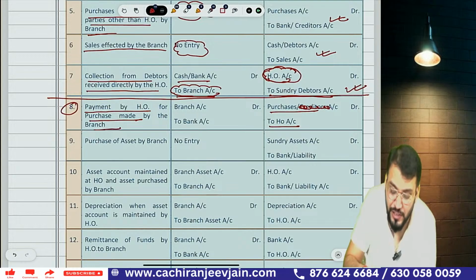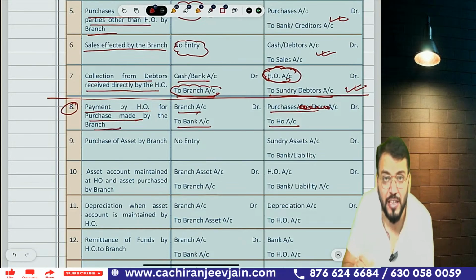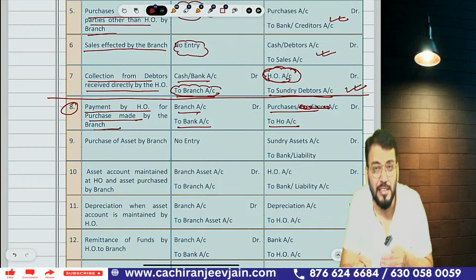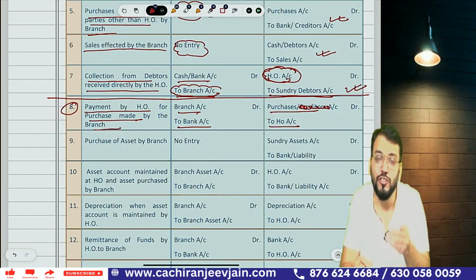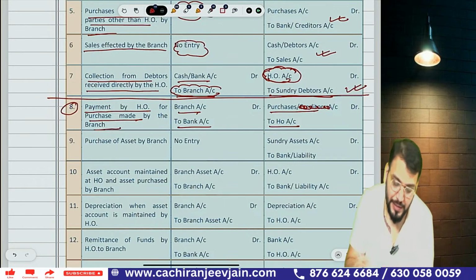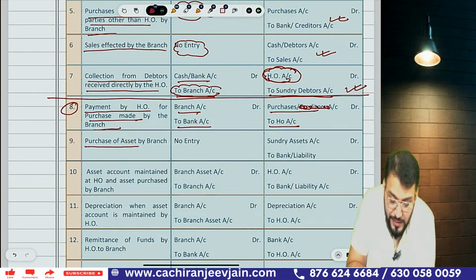So can you see it is branch account debit to cash or bank. The amount is recoverable from branch. So branch account debit to cash or bank. Yes, sir. Now purchase of asset by branch.